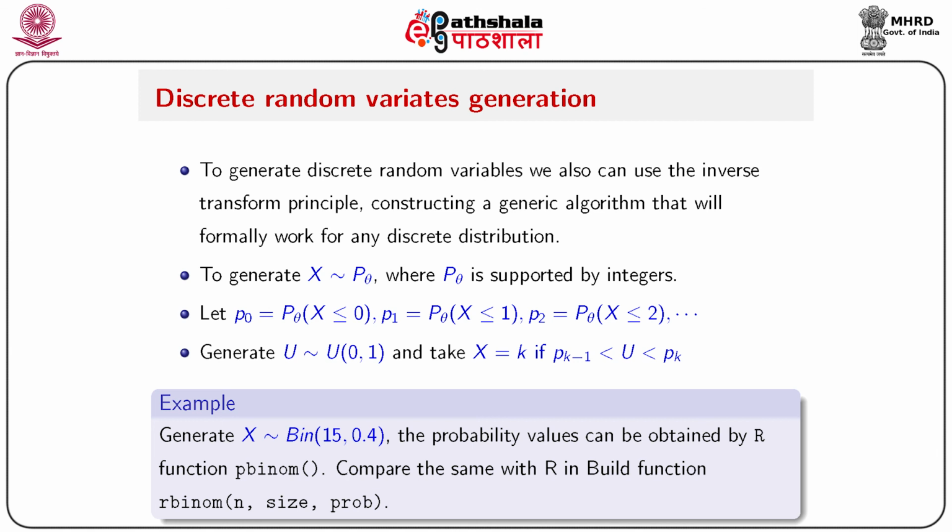We'll start with a binomial distribution. Say generate X following binomial with n equal to 15 and p equal to 0.4. The probability values can be obtained by the R function pbinom. Then compare the same with the R inbuilt function rbinom, with its entries n, size and prob. This is the binomial variate generator inbuilt in R, that can be used and compared with the user defined generator.